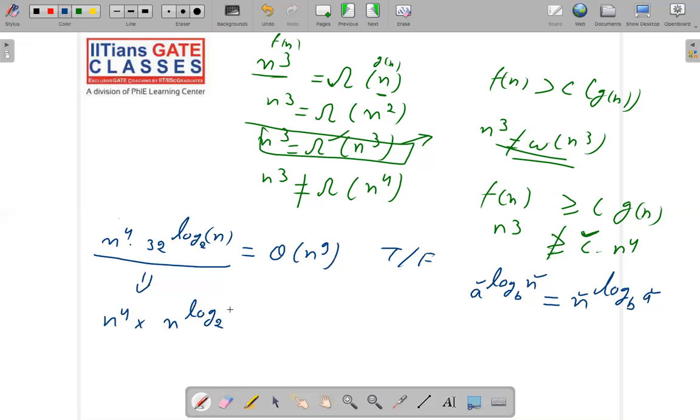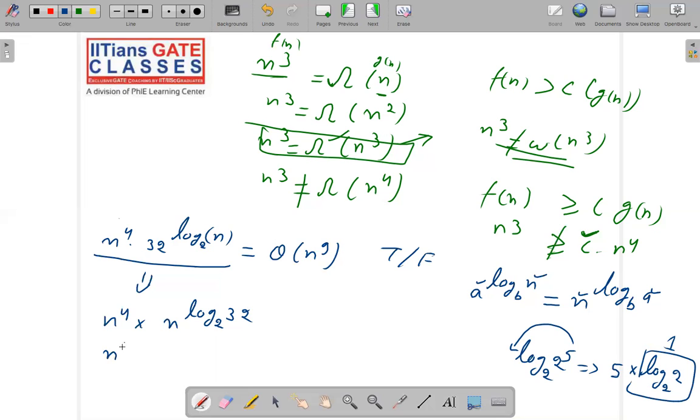Log base 2 of 32 is actually 5. How come? We can write 32 as 2 raised to power 5, and log base 2 of 2 raised to power 5 can be written as 5. We can take 5 out: 5 multiplied by log base 2 of 2, and this is 1.